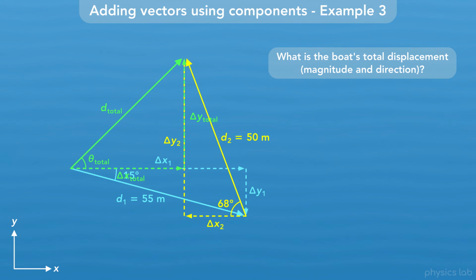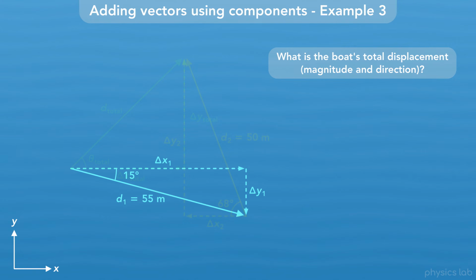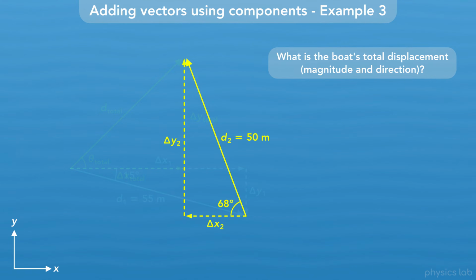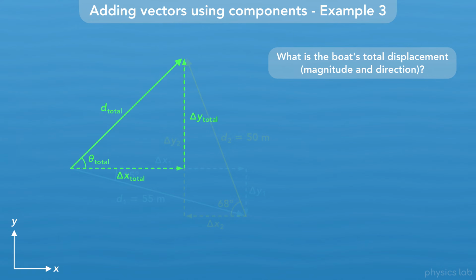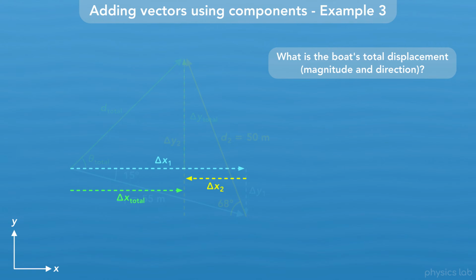This might look confusing, but everything works the same as before. D1 has x and y components, D2 has x and y components, and D total has x and y components. We're still going to add delta x1 plus delta x2 to get delta x total.